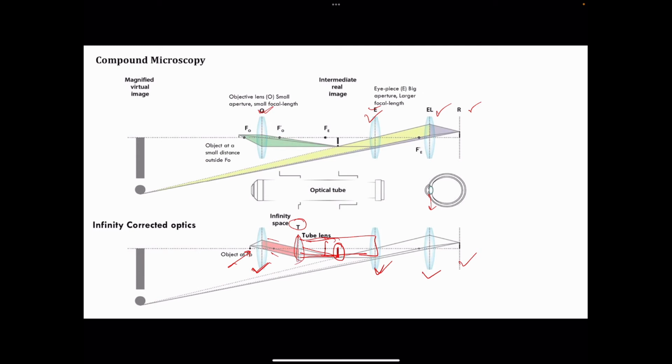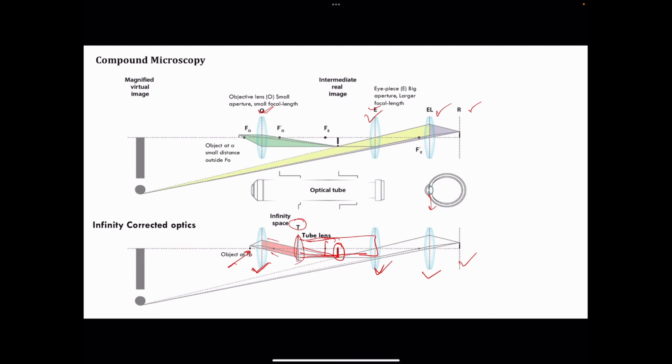Now the rest of the process remains the same. This real and inverted image will be magnified to form an upright image which will be visualized by the eye lens and projected on your retina. Now again, the question is not very clear to us right now as to why we need to add this complication to our system. Why can't we use the system that we already saw?